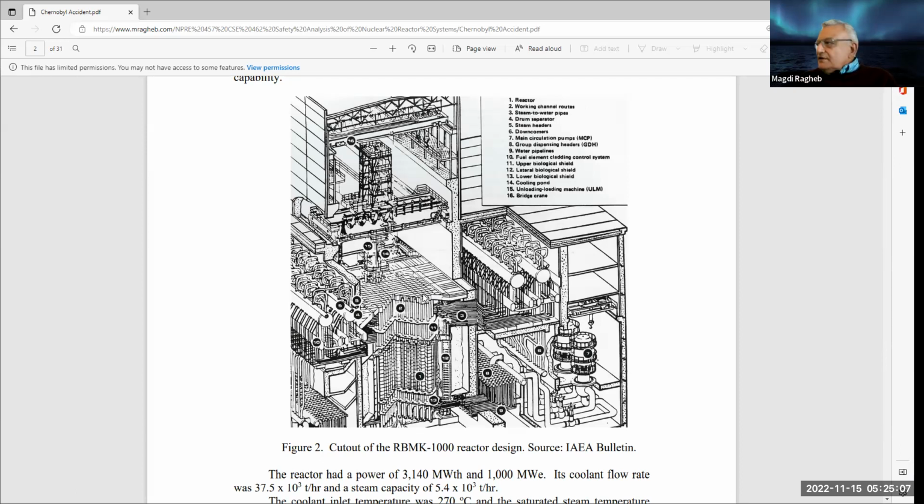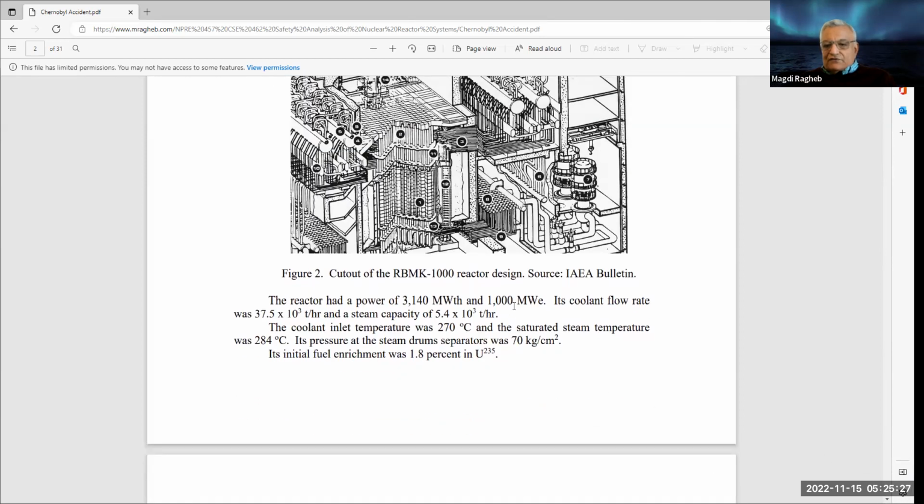And they had a very, very strong confidence in their design, in that they suggested that if something goes wrong, it may happen in one of those tubes here containing the light water, and they could isolate it and everything would be fine in that case. The reactor was designed to have 1,000 megawatt electric power production. This is in the name, RBMK 1000. 1000 here stands for 1,000 megawatt electric. The thermal power was 3,140. This means that it had a thermal efficiency of about 1/3, 31.4% in that case.